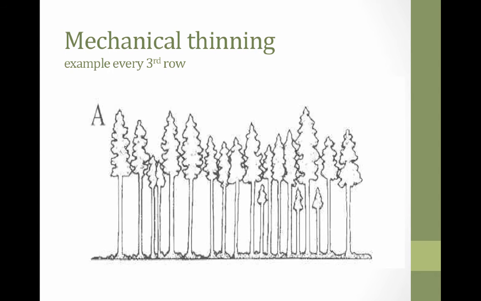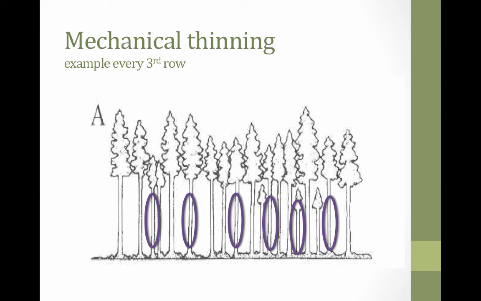So, for example, if I was going to say we're going to use a mechanical thinning and thin every third row, what could it look like? So if we assume that we're looking into it, we would just thin every third tree and take out the tree, whether it's the dominant tree or whether it's a suppressed tree. So we're just thinning along that row.